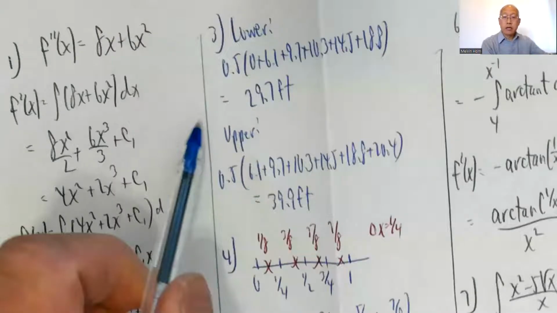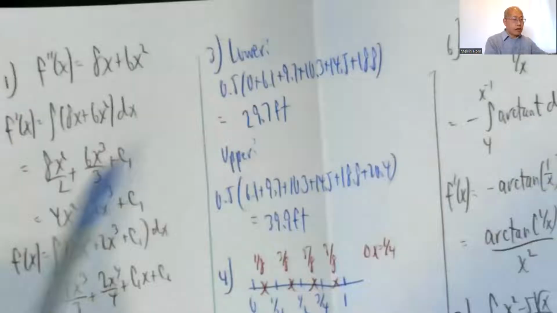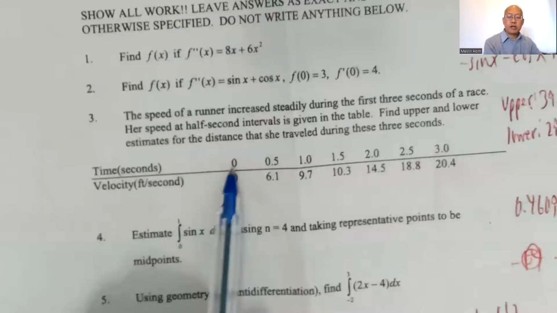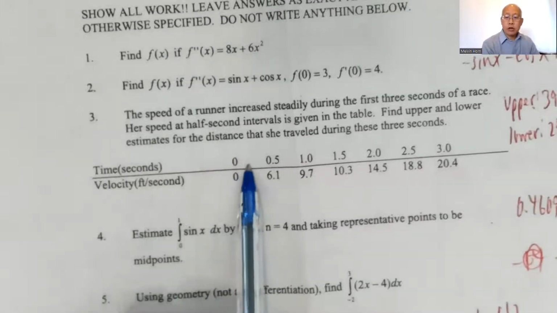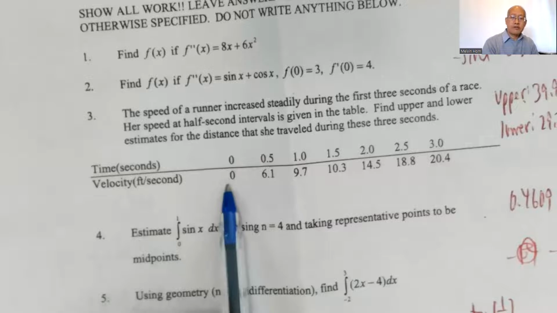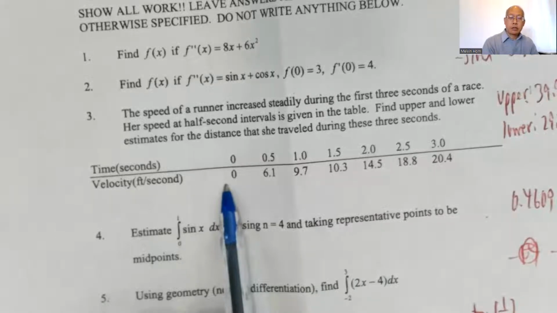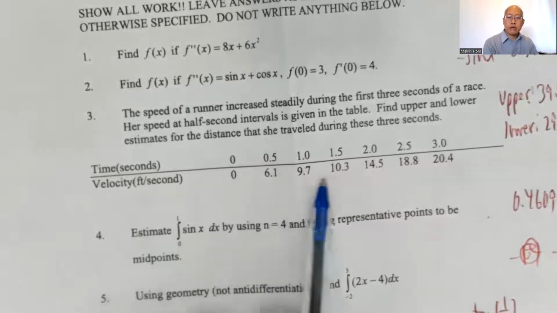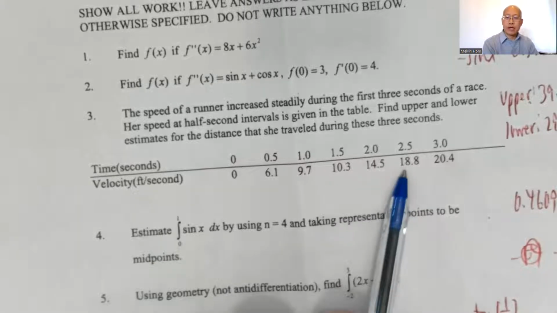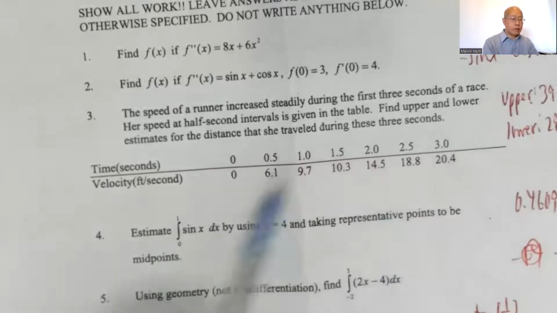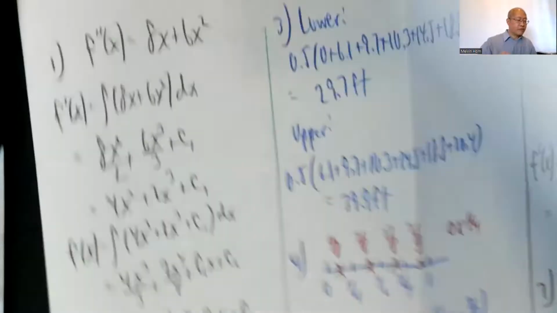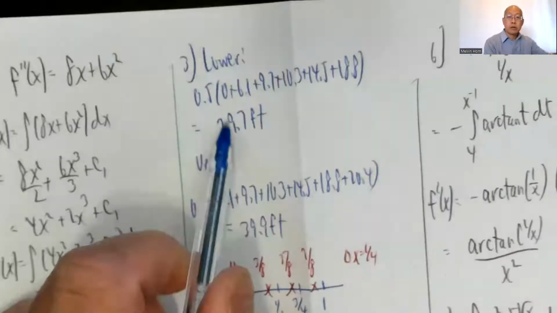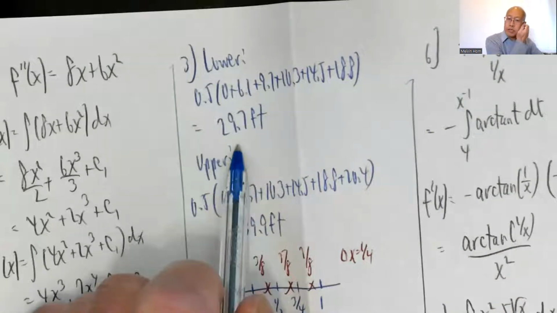Number 3. So if I want a lower estimate, the time interval is 0.5. So on each subinterval, the left endpoint would be the lowest value. So I would add up 0, 6.1, 9.7, 10.3, 14.5, 18.8, add them all up and multiply by 0.5. And that gives me 29.7 feet.